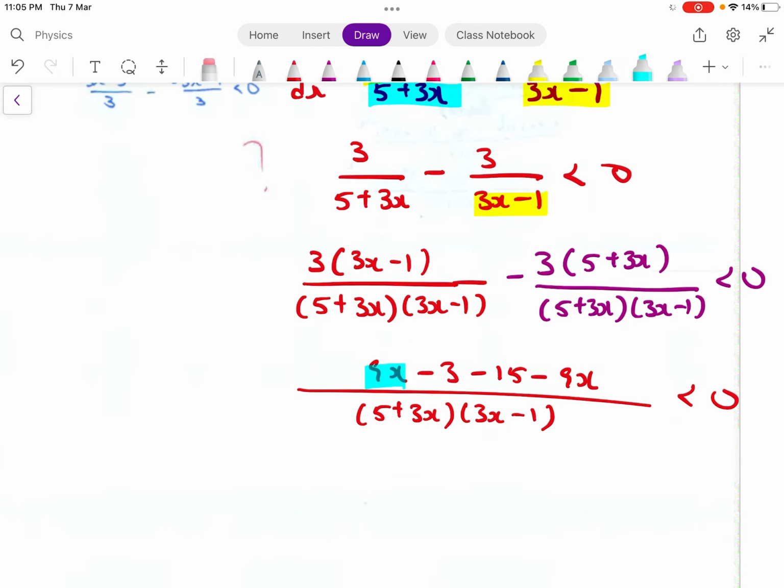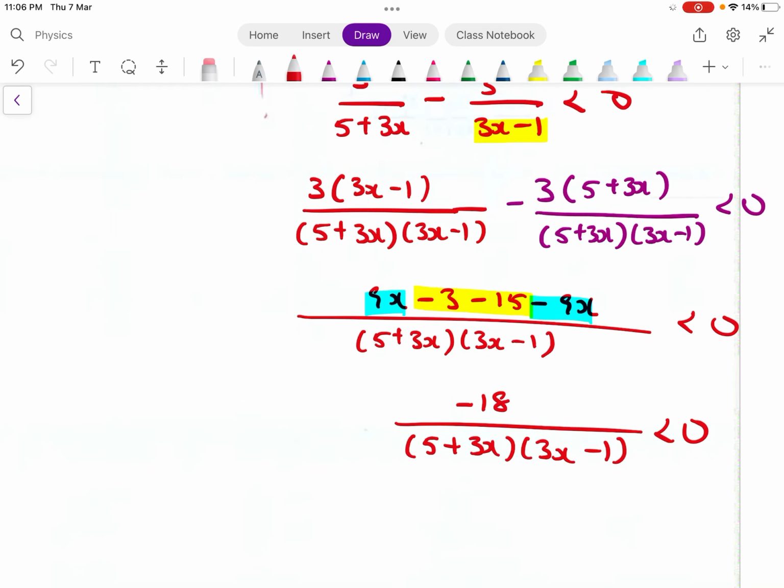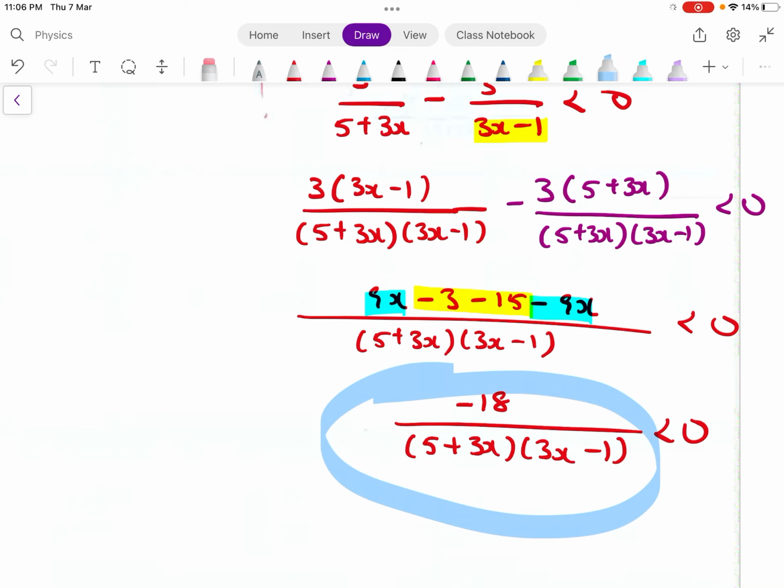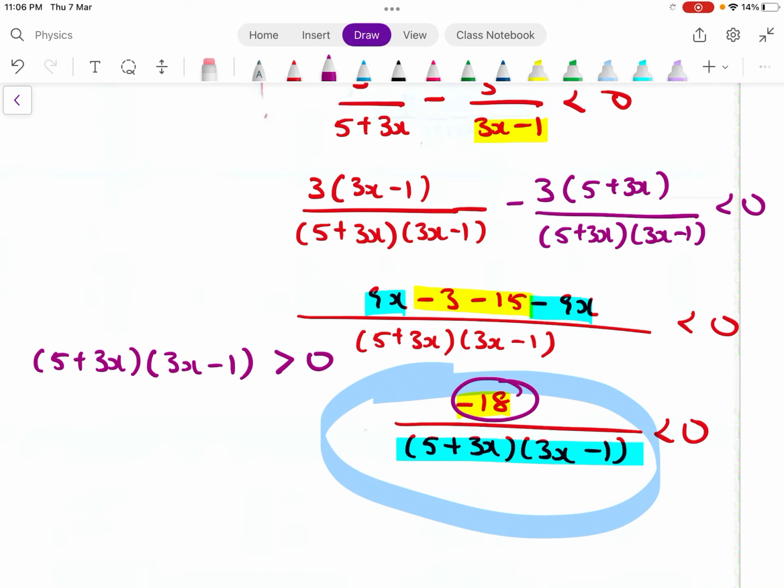Of course, 9x minus 9x is gone already. So what is left is minus 3 minus 15. So you will be left with minus 18 over (5 plus 3x)(3x minus 1), less than 0. I want the whole thing to be less than 0, meaning it must be a negative number. The numerator is the negative number, which means the bottom part must be a positive number, because negative divided by positive will give you negative. So (5 plus 3x)(3x minus 1) must be positive, cannot be negative. So I set this to be more than 0.